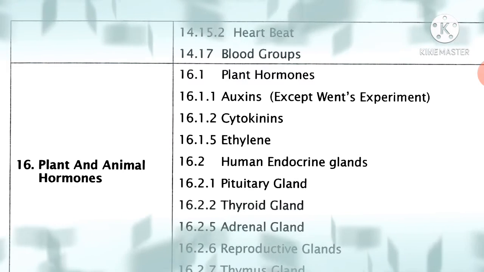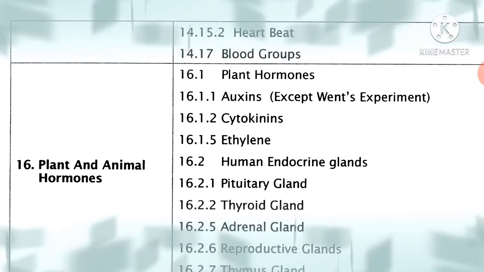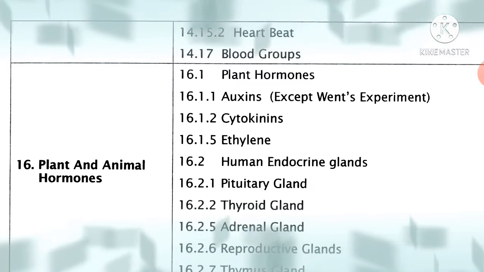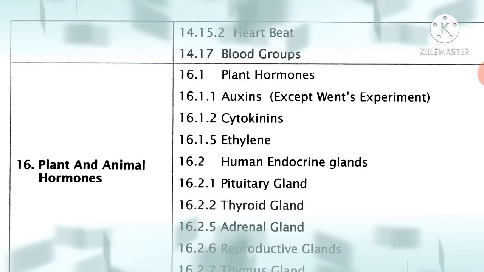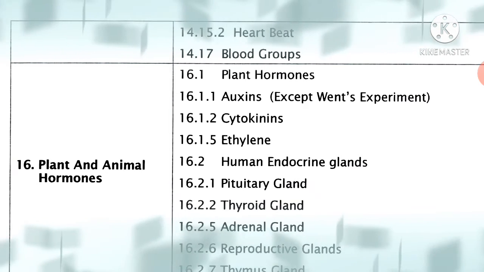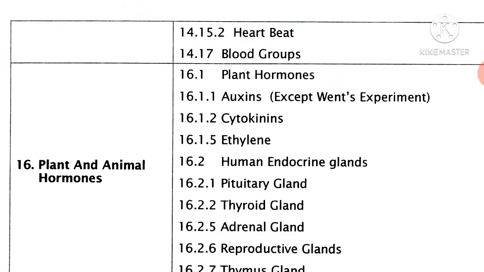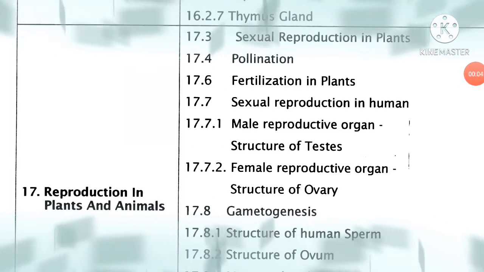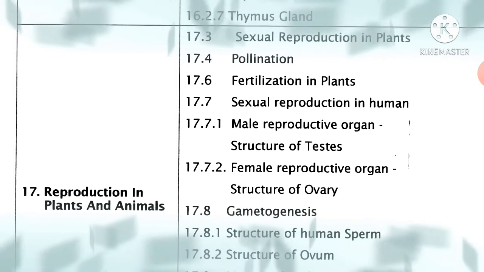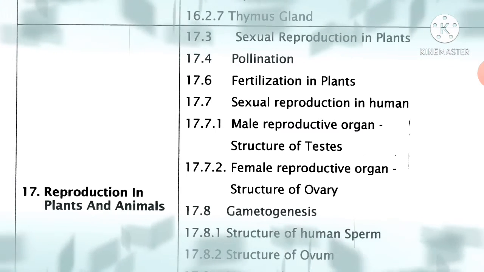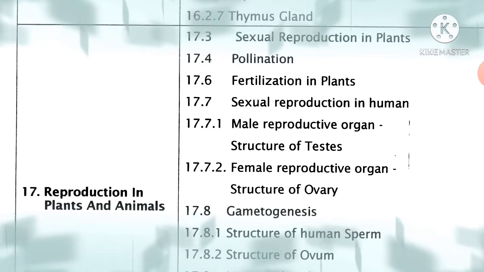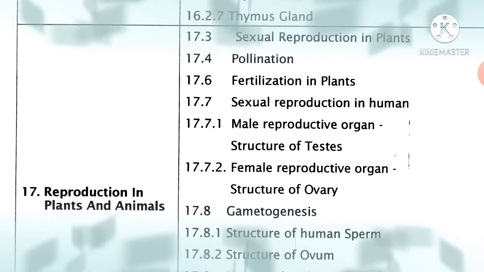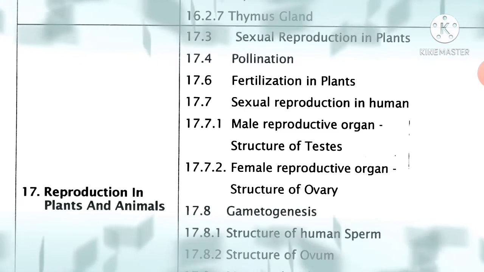16.2 Human endocrine glands. 16.2.1 Pituitary gland. 16.2.2 Thyroid gland. 16.2.5 Adrenal gland. 16.2.6 Reproductive glands. 16.2.7 Thymus gland. Unit 17 Reproduction in plants and animals. 17.3 Sexual reproduction in plants. 17.4 Pollination. 17.6 Fertilization in plants.